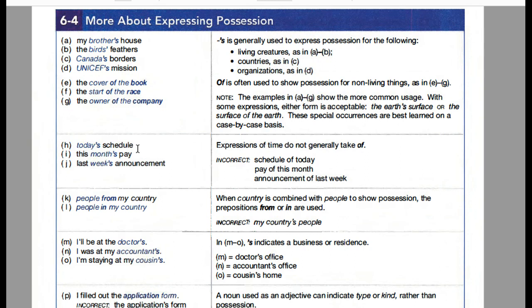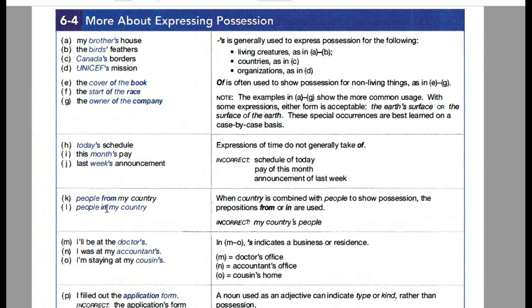We have today's schedule, month and week. This is for timing. If we talk about timing, we have to keep it away from using of. Here we can put of when we change the sentence or paraphrase it, but with timing like day, month, week, year, we can't do it. So we cannot say schedule of today, play of this month, announcement of last year. We have to avoid using of with timing. That's for sure new knowledge to you, but keep it for writing. If you have a writing task, just keep it in your mind.